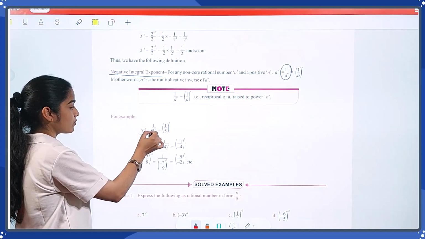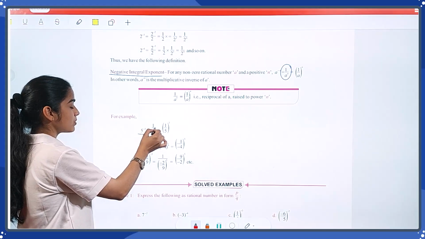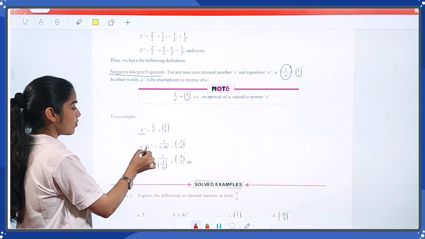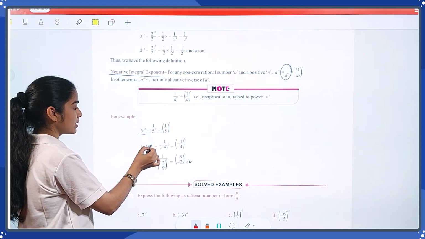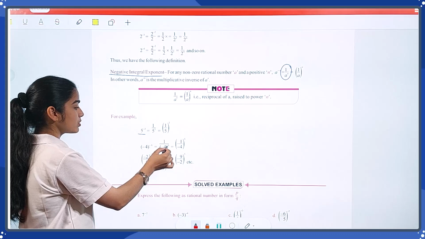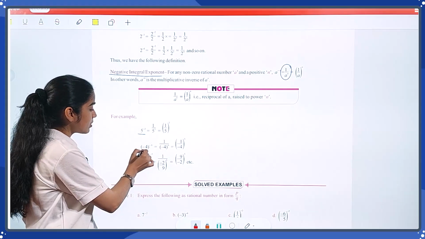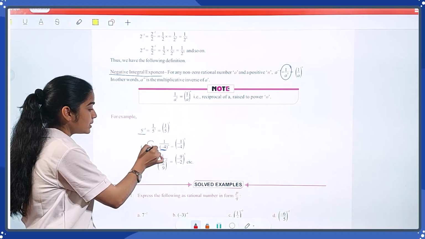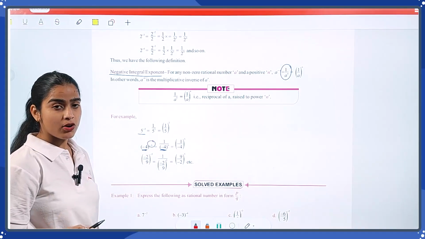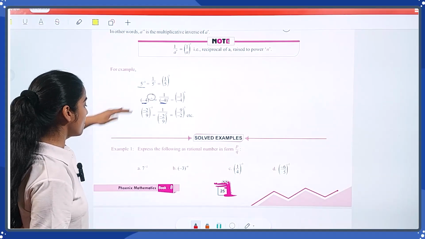Minus 3 here, so we have to convert it in this form. So 1 by 5 raised to the power 3. Minus 4 raised to the power minus 6. So 1 upon minus 4 raised to the power 6. In that case, what you have to do is, the number with its sign remains the same, but the sign of the exponent, the power, becomes the opposite, that is, minus to positive.